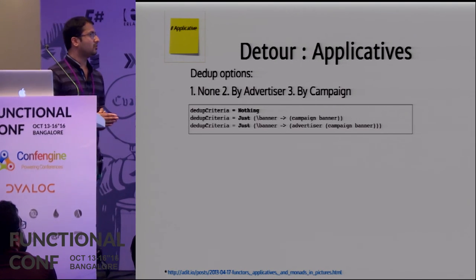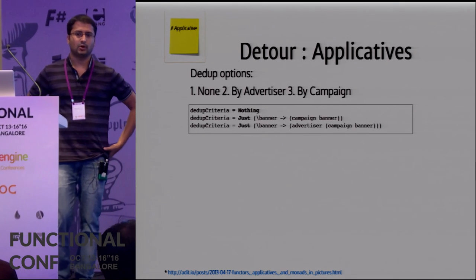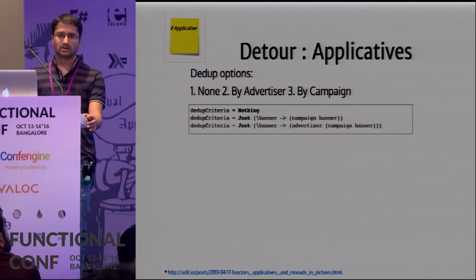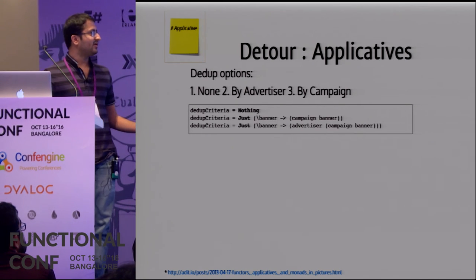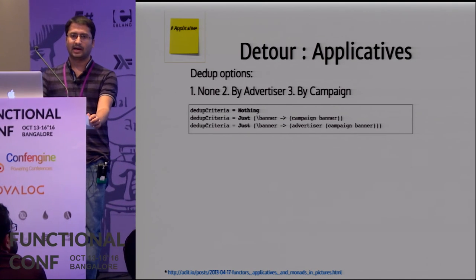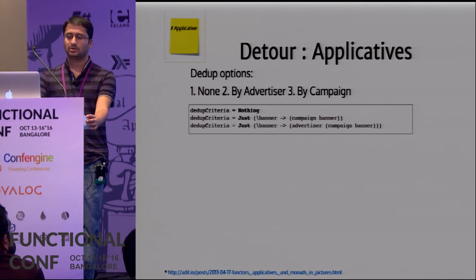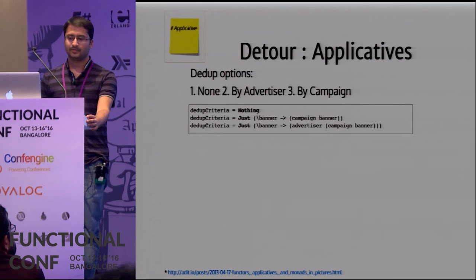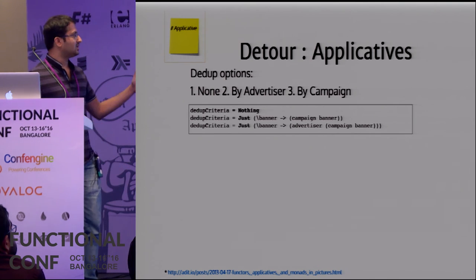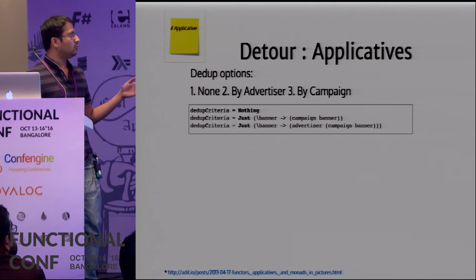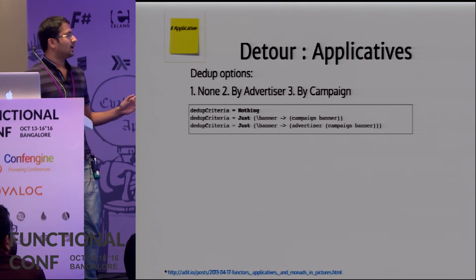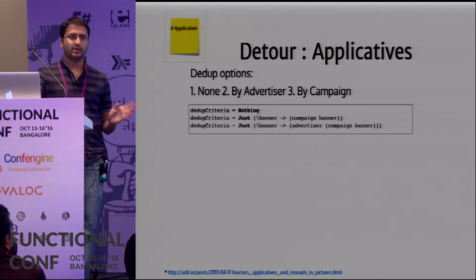One of the other problems in dedupe is that you want multiple options. In some cases, you're okay with duplicate ads, like in the case of exchange, where you don't want dedupe. In some cases, you want dedupe by advertiser, which is the Marvel versus DC example which I showed earlier. And in some other cases, you're okay with showing duplicate ads for the advertiser as long as they belong to different campaigns, like different Marvel movies. One way to represent all of these complexities is to have a function of banner and then wrap it in a container. If you don't want dedupe, you can just set that dedupe criteria as nothing. If you want dedupe by advertiser or by campaign, you create a function of banner and then put it in a container. This criteria will be used at some point in your deduplication logic.